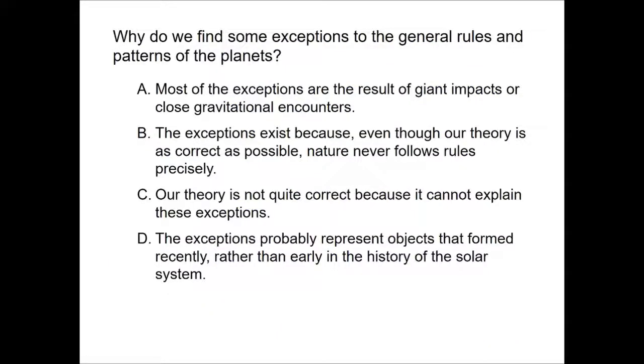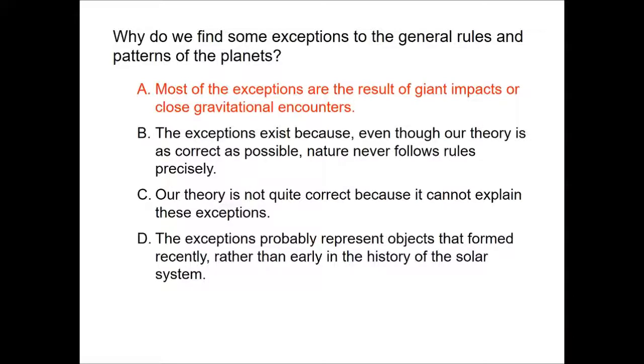All right, so here's a question: why do we find some exceptions to the general rules and patterns of the planets? Let's read over these. The answer here is A. Most of the exceptions are the result of giant impacts or close gravitational encounters. This is the aftermath that I talked about. Things form a certain way. Afterwards, there are events and accidents and things that happen.